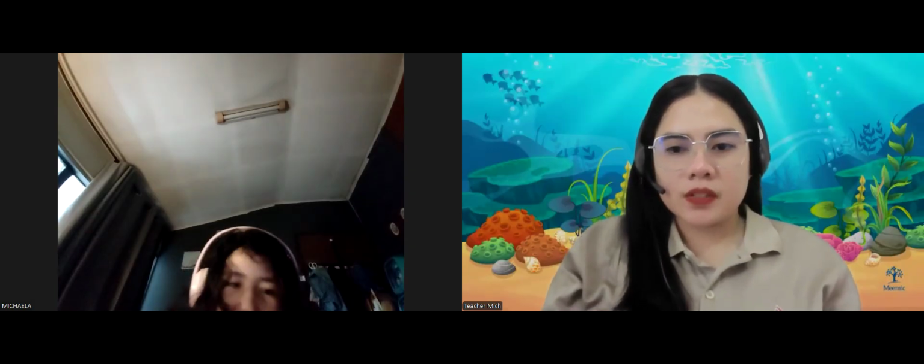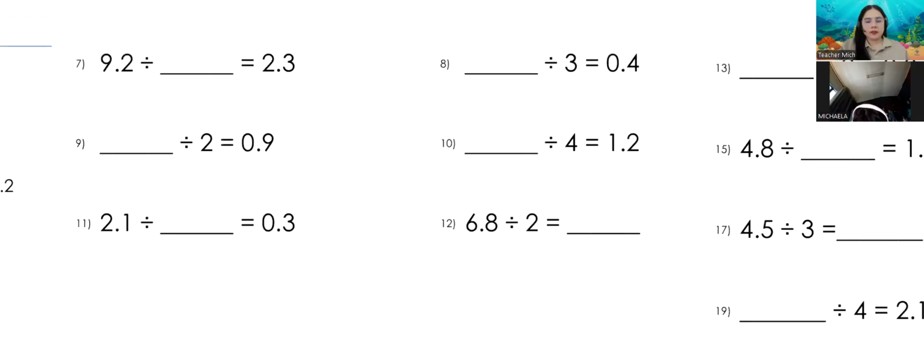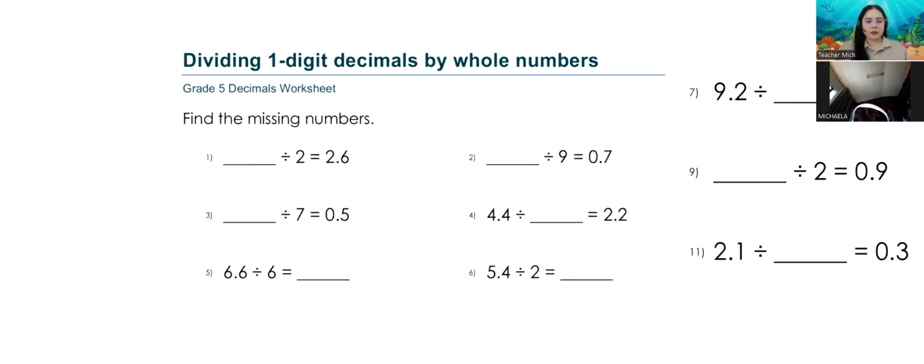Yes. So again, our topic for today is about dividing decimals. Let me first share my screen for you to know the worksheet that we need to answer. So this one, Michaela, there are several parts that we need to discuss in dividing decimals. First, this one, Michaela, the blank. Can you see my screen now?